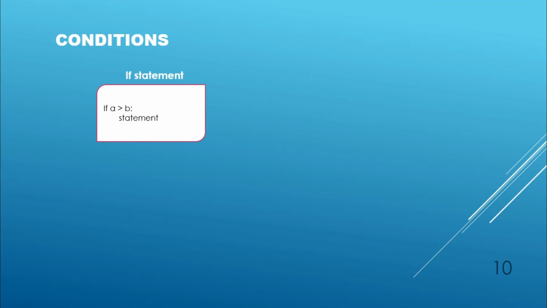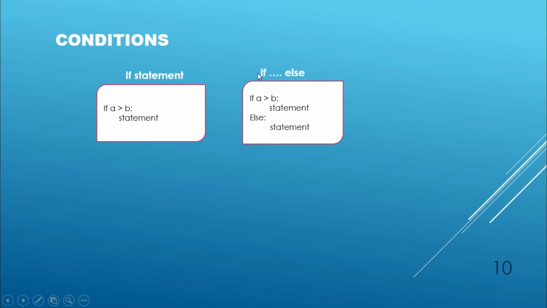For example, if A is greater than B, something is done, otherwise something else. So it is if statement. If statement is a condition. And if else statement, if else condition, is another condition. If A is greater than B, the first statement is done, else something else is done. It means that in if one statement is done, in else another.